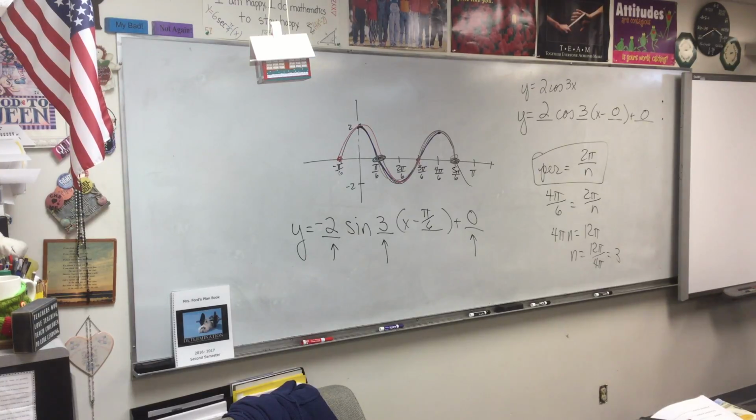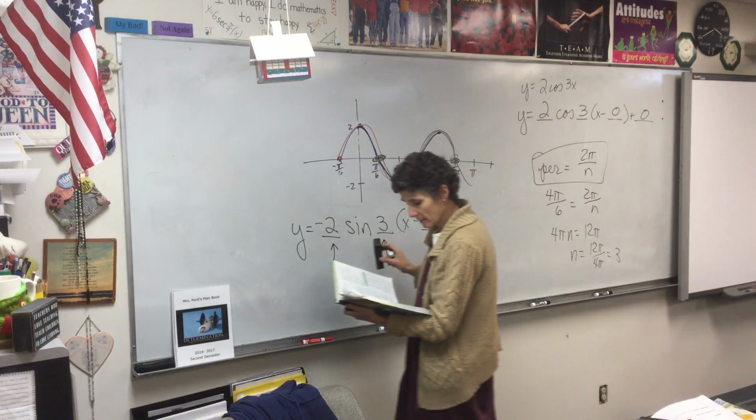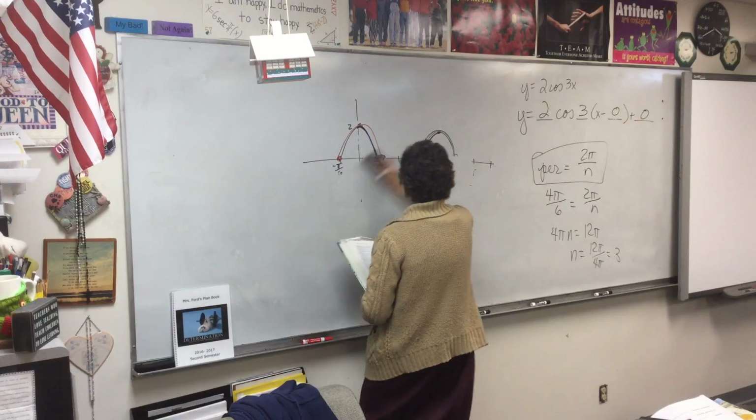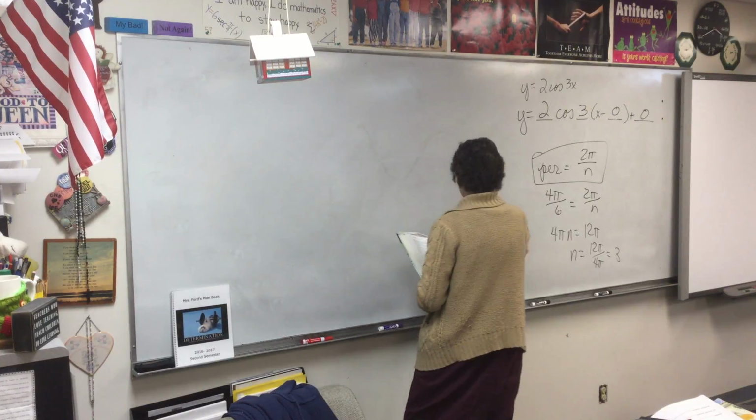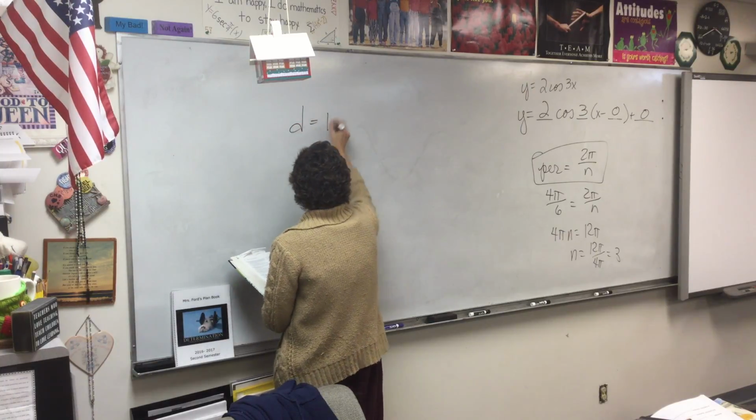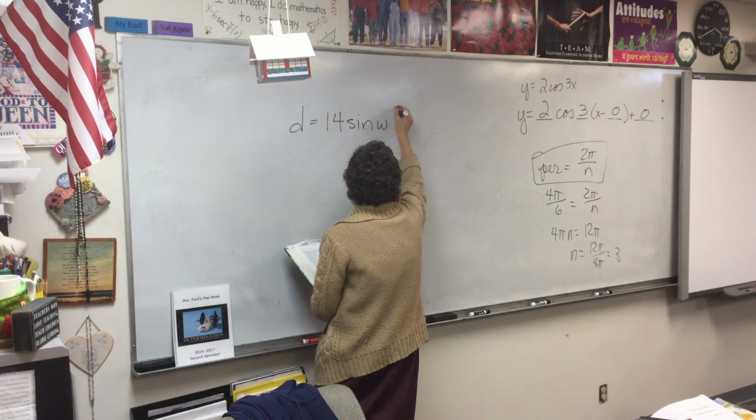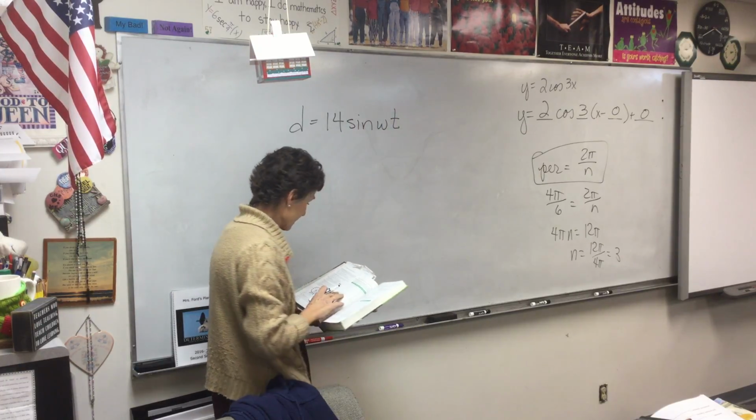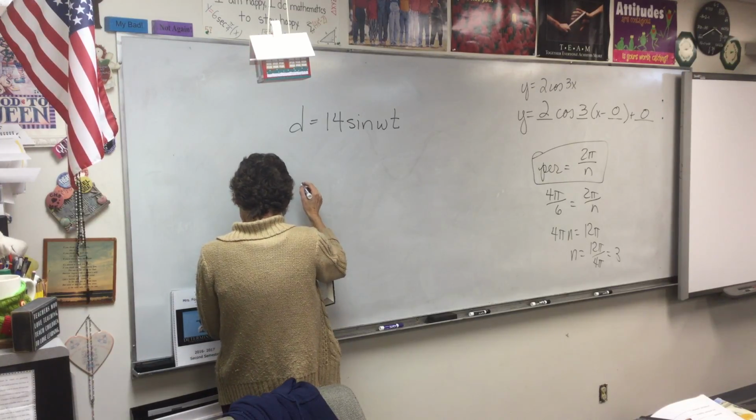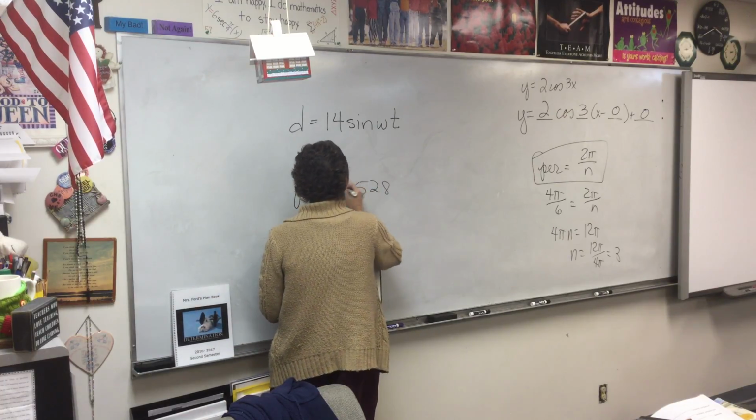Okay, so we're going to do number 30 in section 4.8. Here we go. A point on the tip of the tuning fork vibrates in harmonic motion described by the equation. All right, so they're giving me an equation. So the equation would be d equals 14 sine. Okay? Find W for a tuning fork that has a frequency of 528.